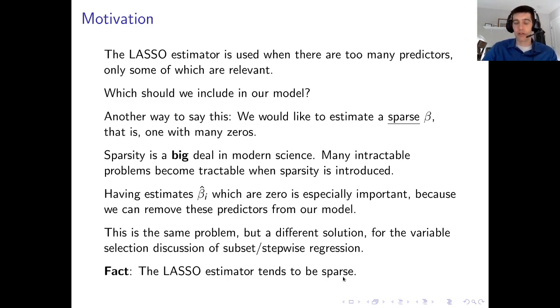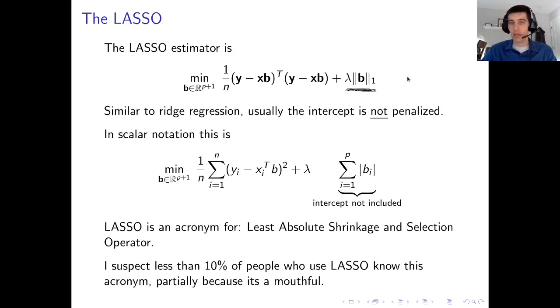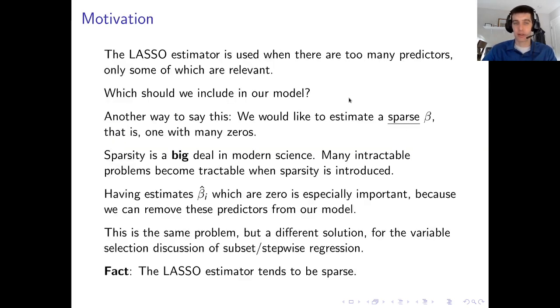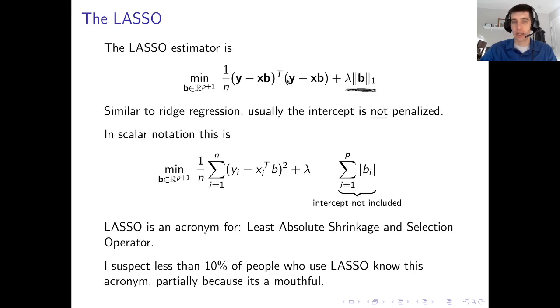It's not clear from looking at this expression why that would be, but there's some intuition behind why that is. And so let's talk about that now. So why is the LASSO solution sparse? If I solve this problem, I take my mean squared error and I add a one norm penalty on it, why do the solutions, the beta hats that come out of this LASSO estimator, tend to have many zeros?